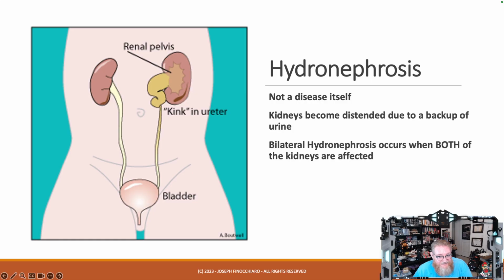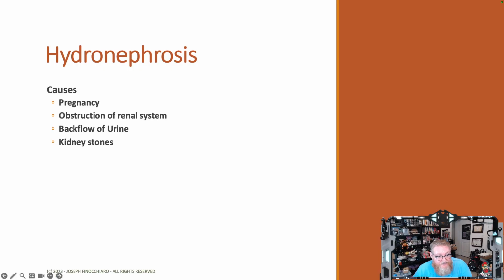Hydronephrosis is not a disease itself. Kidneys become distended due to a backup of urine. Bilateral hydronephrosis occurs when both of the kidneys are affected. Causes of hydronephrosis include pregnancy, obstruction of the renal system, backflow of urine, and kidney stones.